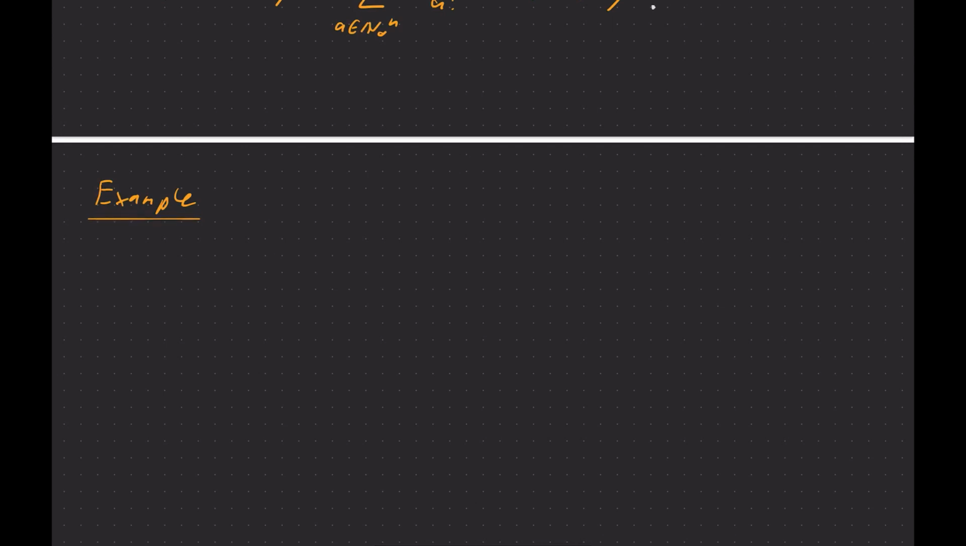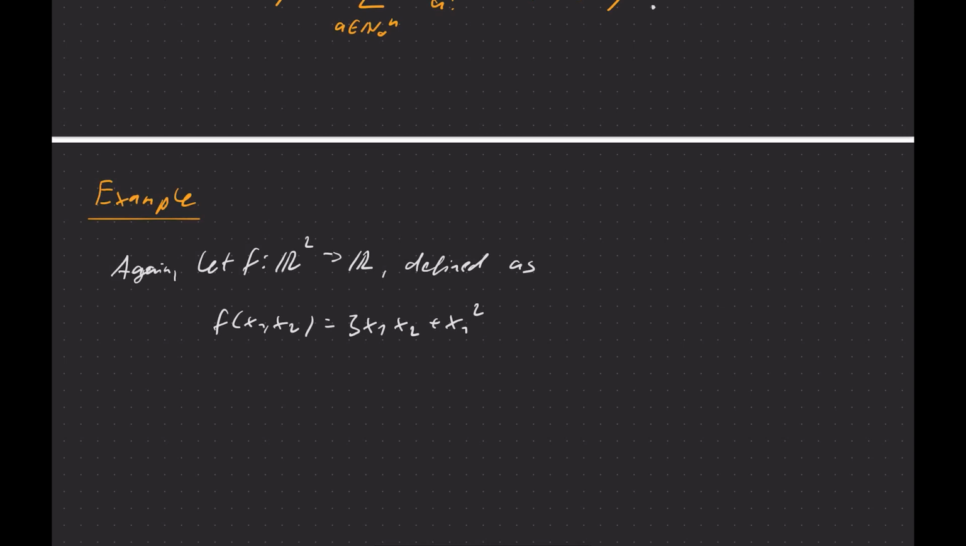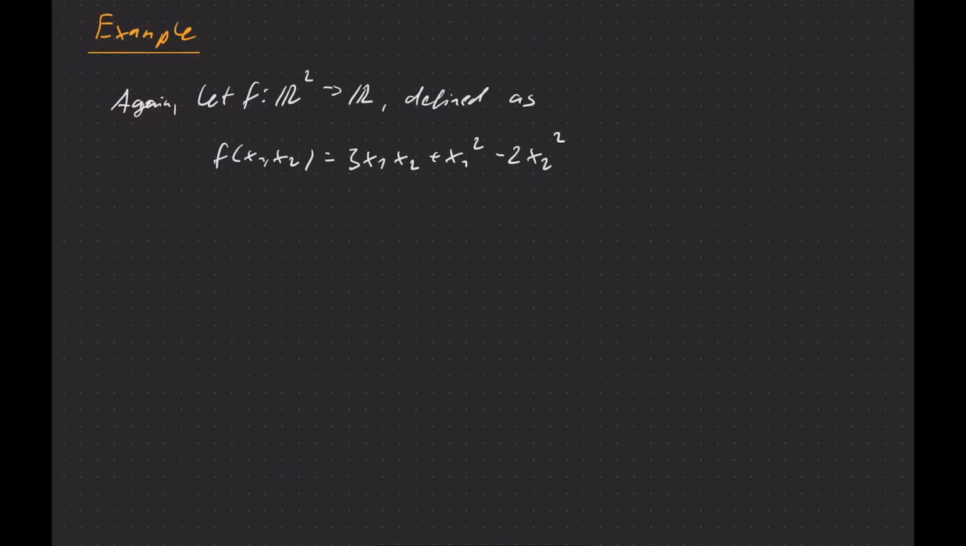So you will remember we had a function f from R^2 to R defined as f of (x1, x2) equals 3 x1 x2 plus x1 squared minus 2 x2 squared. Okay? Now let's see what we can do about the Taylor polynomial. We'll have a look at T_2 f of x at x star.